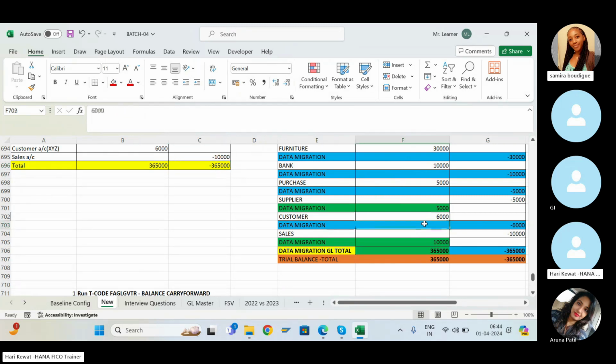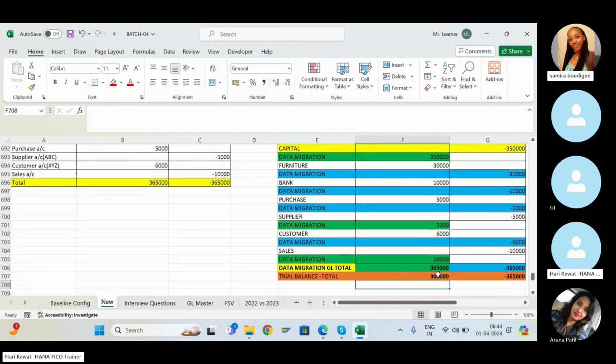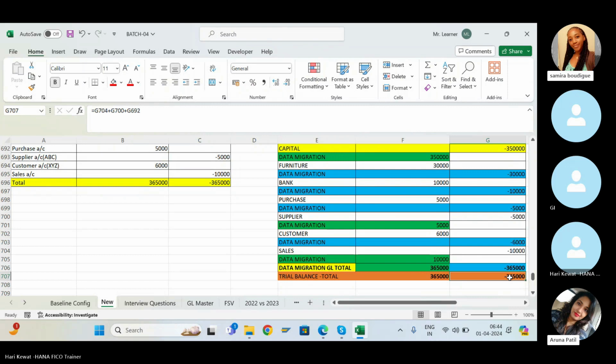And not only that, once you load GL by GL, you also have to check: if in S4HANA you loaded GL balance 64,000, make sure that here also 64,000 is matching. So GL by GL you also have to do reconciliation, and in total balance also you have to do reconciliation. Is it clear?